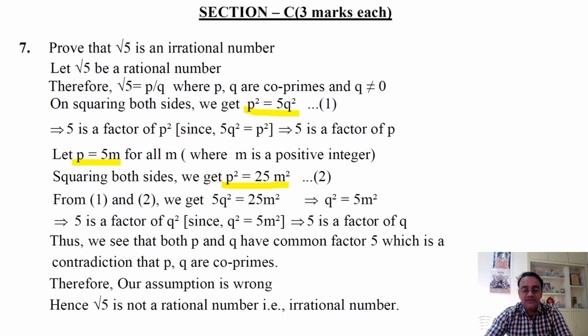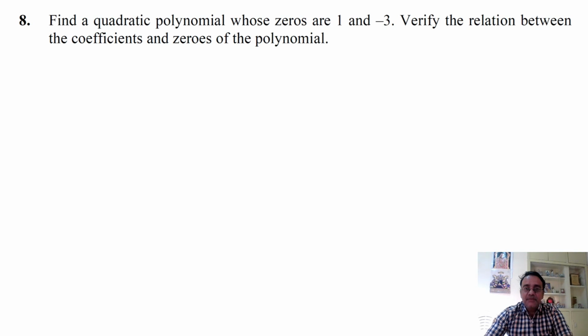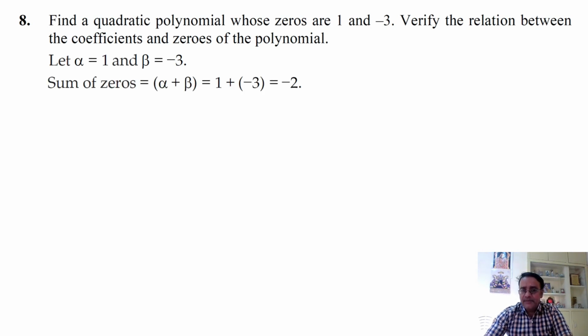Now let us move towards question number 8. Find a quadratic polynomial whose zeros are 1 and minus 3. Verify the relation between the coefficients and zeros of the polynomial. So we'll take alpha is 1 and beta is minus 3. So we'll find first alpha plus beta, that is minus 2. Then we'll find alpha into beta, that is minus 3.